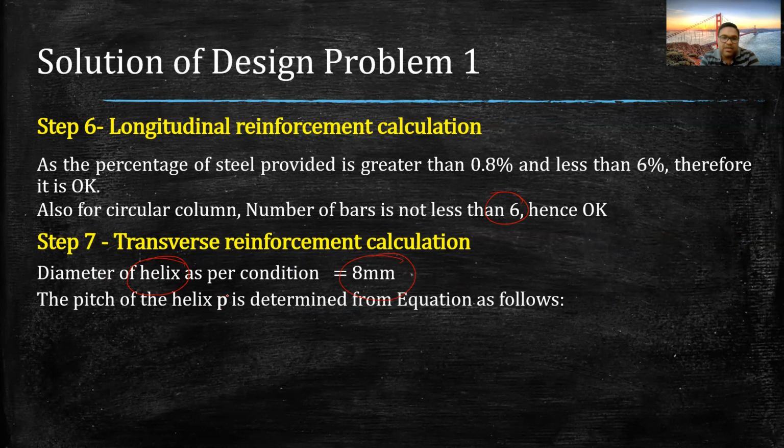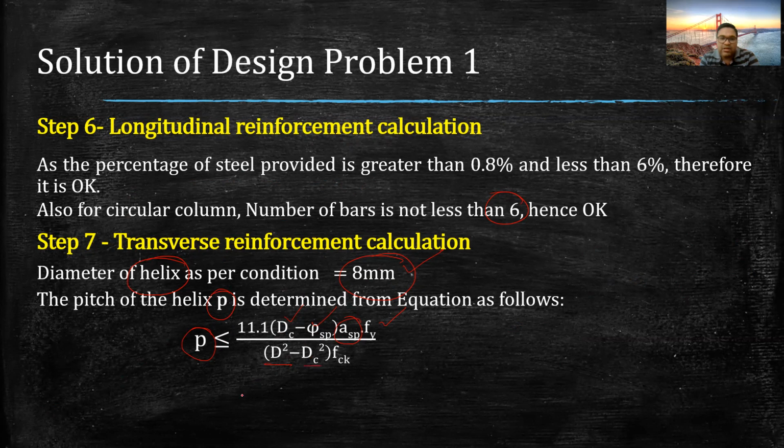Then the main thing that we have to find out is the pitch of the spiral or pitch of the helix. I have explained the equation, so we will be using the same equation to find out this pitch. First we have to find out the value of Dc and phi SP. We have assumed 8 mm dia because the minimum dia of bar in HYSD bar is 8 mm, so we are taking that value. ASP is the area of cross section of this spiral bar, and fy is 415. D is the dia of column, which is 400.